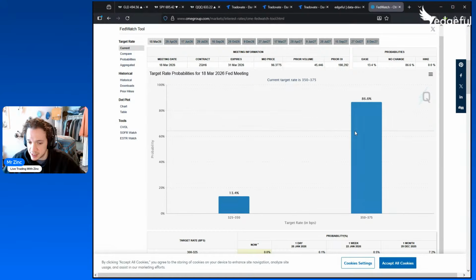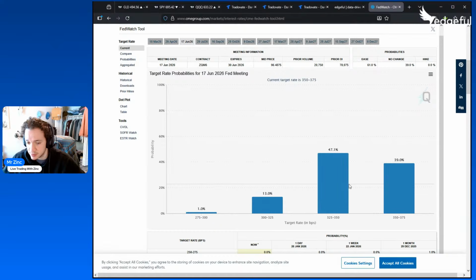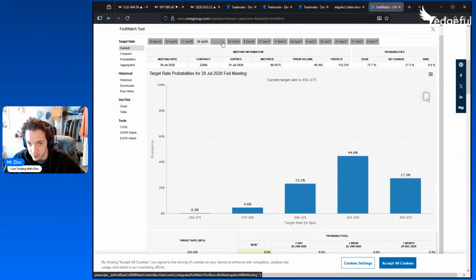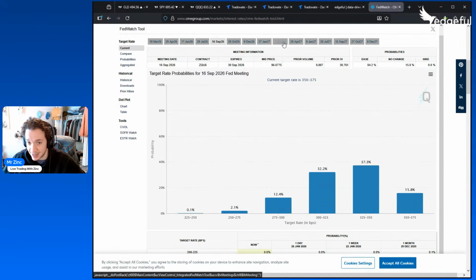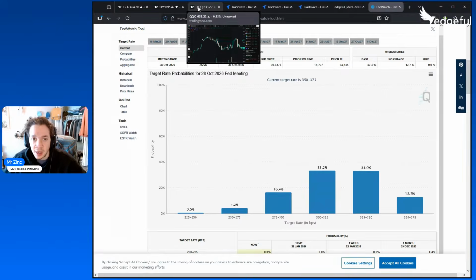This is pricing an 86% chance that we get no change. Our next significant bump is not until June, and this one's sitting at like a 50-50. So probably no rate cuts for the foreseeable future. They don't start getting significant really until October. Obviously still 12%, but then we have all these spreads, 0.5% chance that we go down to 225, which would be something else.